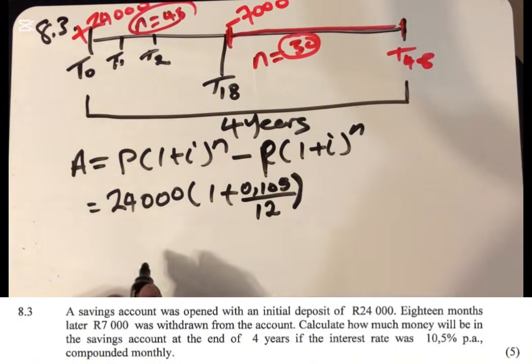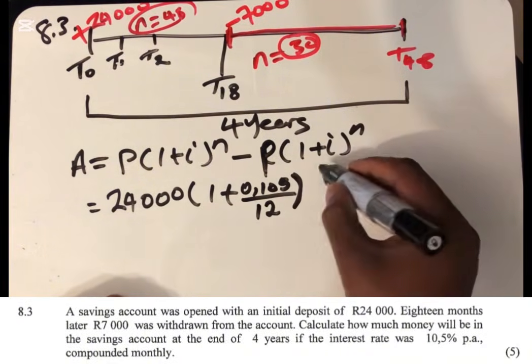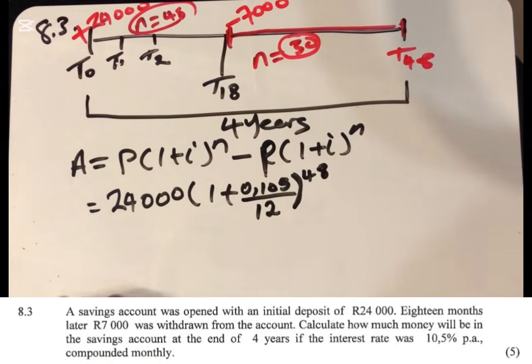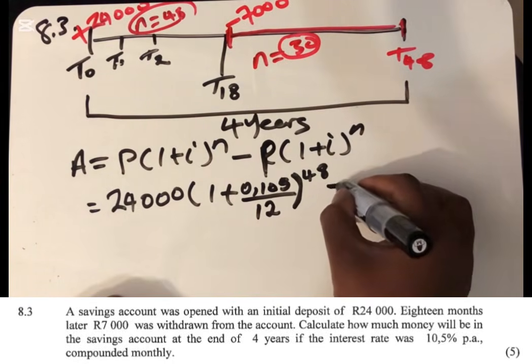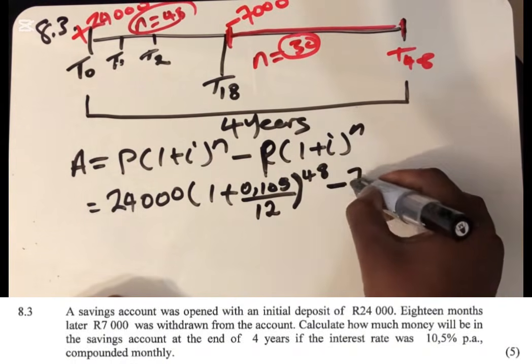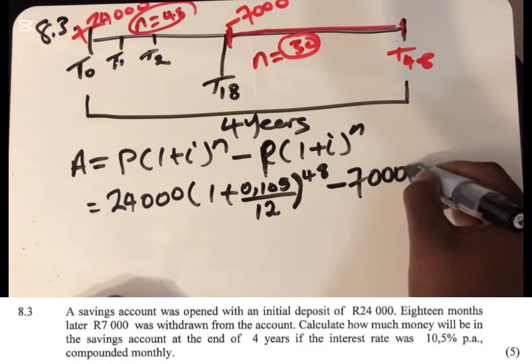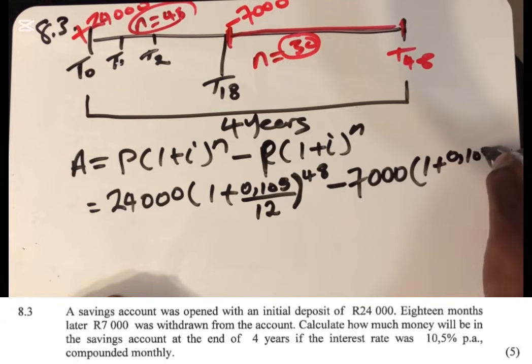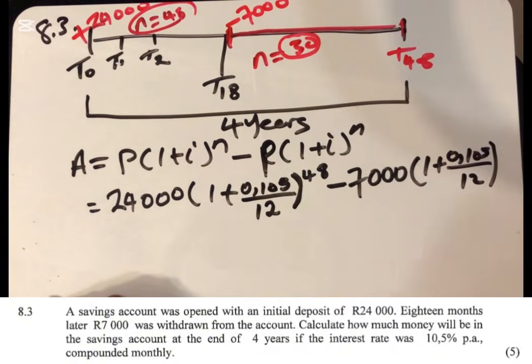And for this deposit, N is going to be 48. How do we get 48? It is 4 years multiplied by compounded monthly, which is 4 multiplied by 12, and it gives you 48. Minus how much was withdrawn? 7,000 was withdrawn. 1 plus the compounding is still the same, 0.105 over 12. How many months are left from month 18 to 48? We said it's 30.